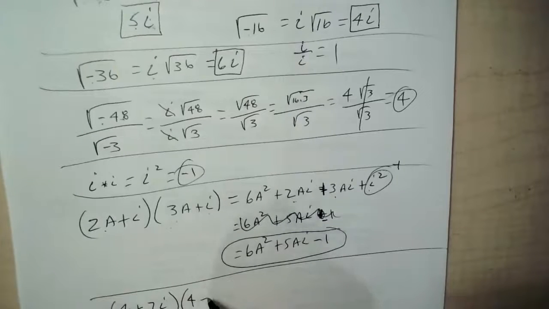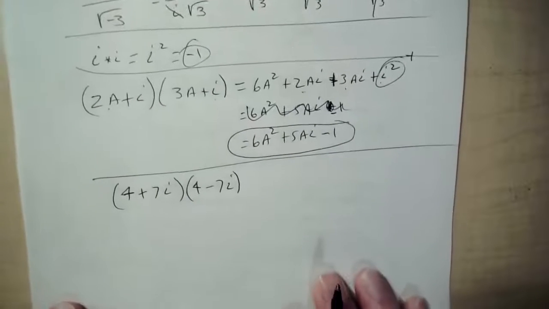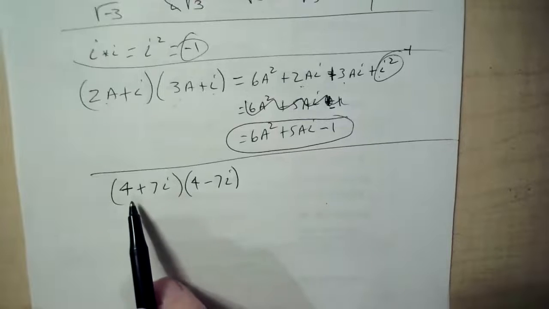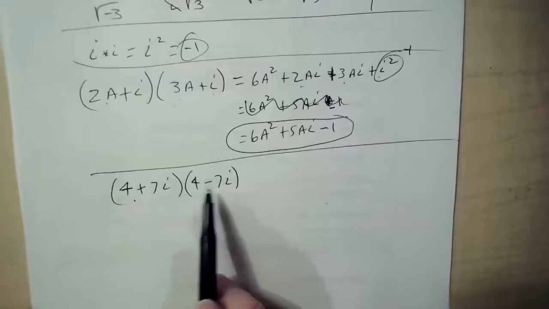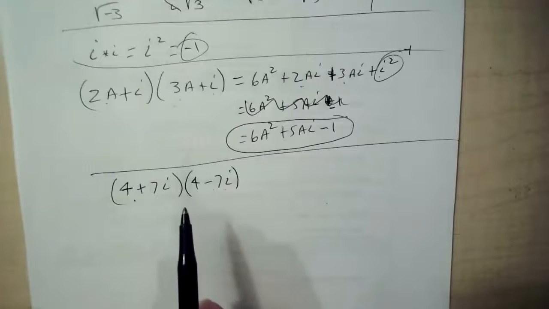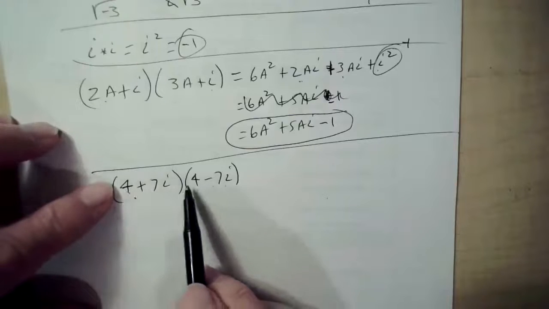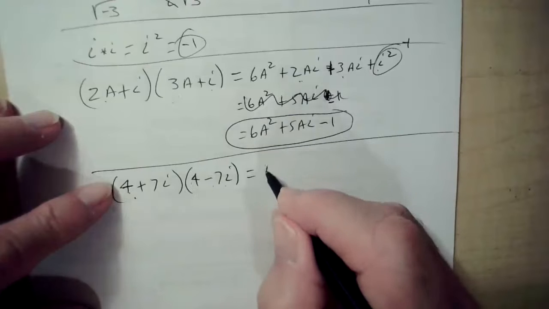Okay. (4 + 7i) times (4 - 7i). Anybody tell me what this is? Anybody remember? This is a conjugate. Remember, these numbers are the same. The only difference is one's plus and one's minus. This is important.